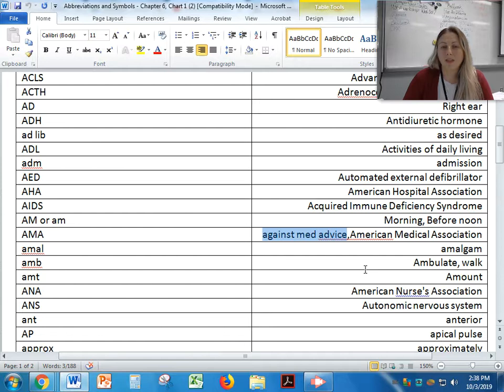So if that person doesn't want to go to the hospital, maybe they want to finish their workday, maybe they want to finish whatever fun they were having, and they don't want to go to the hospital at that point in time, they would refuse care against medical advice. So you have some sort of clinician telling them that this is what they should be doing, and it's against medical advice for them to refuse care at that point in time.